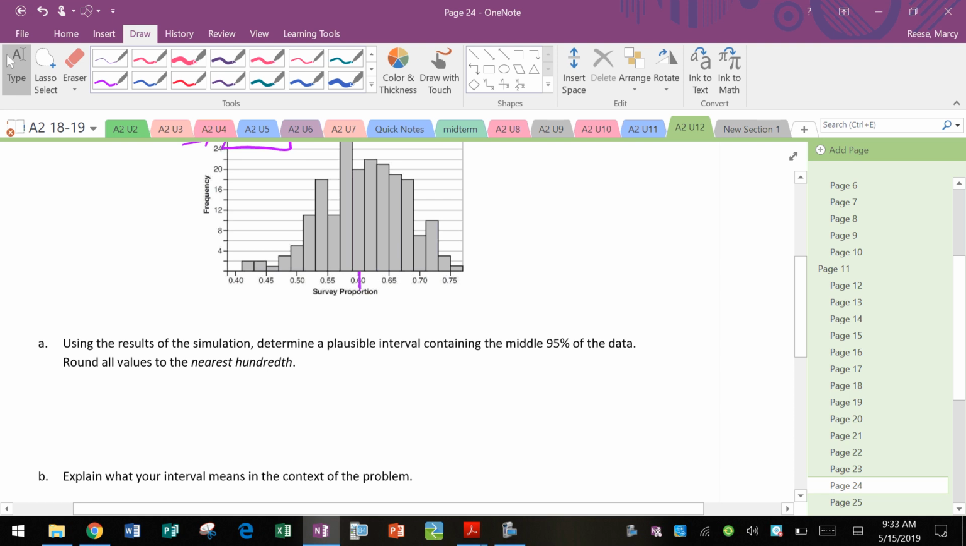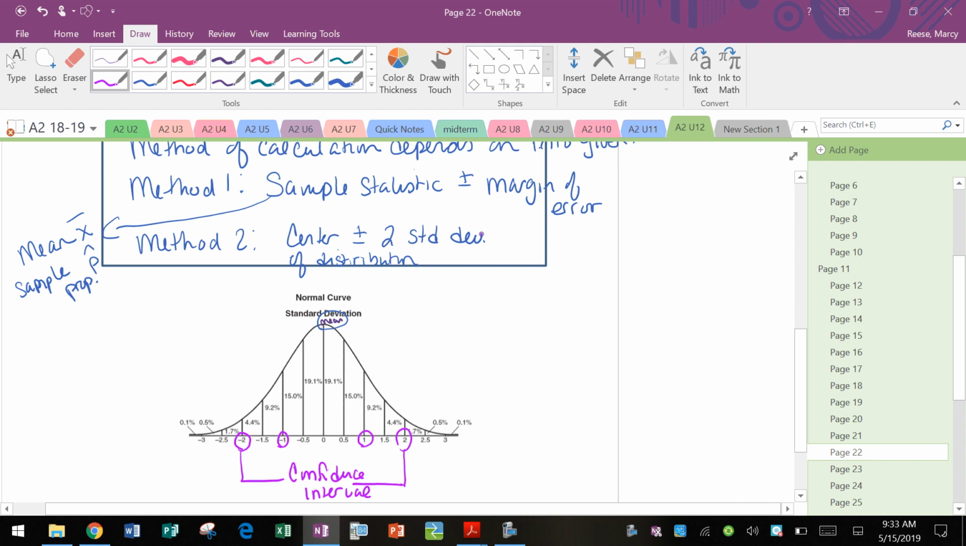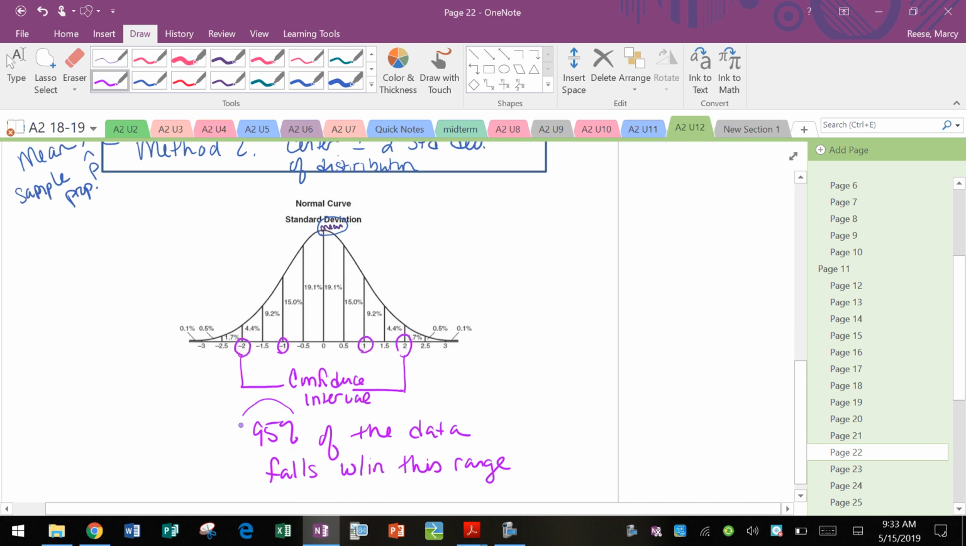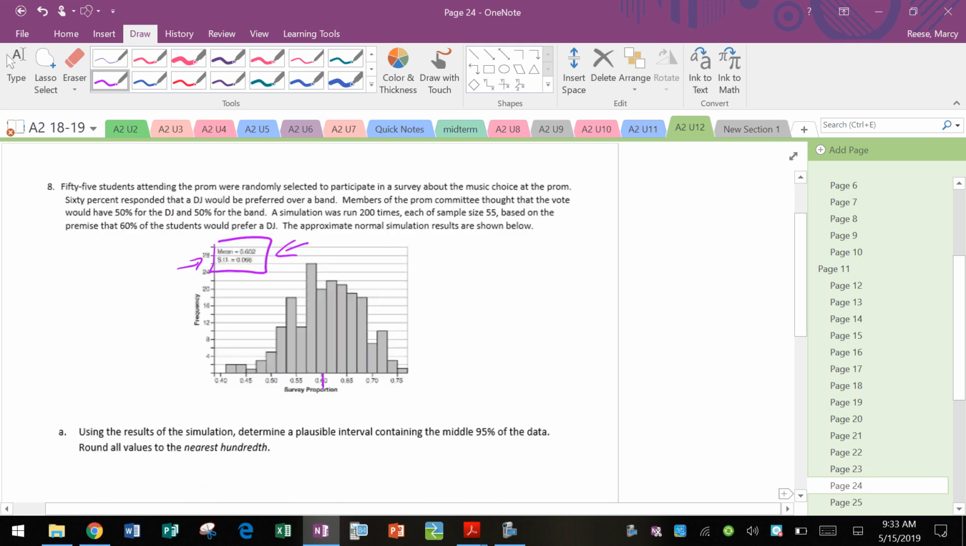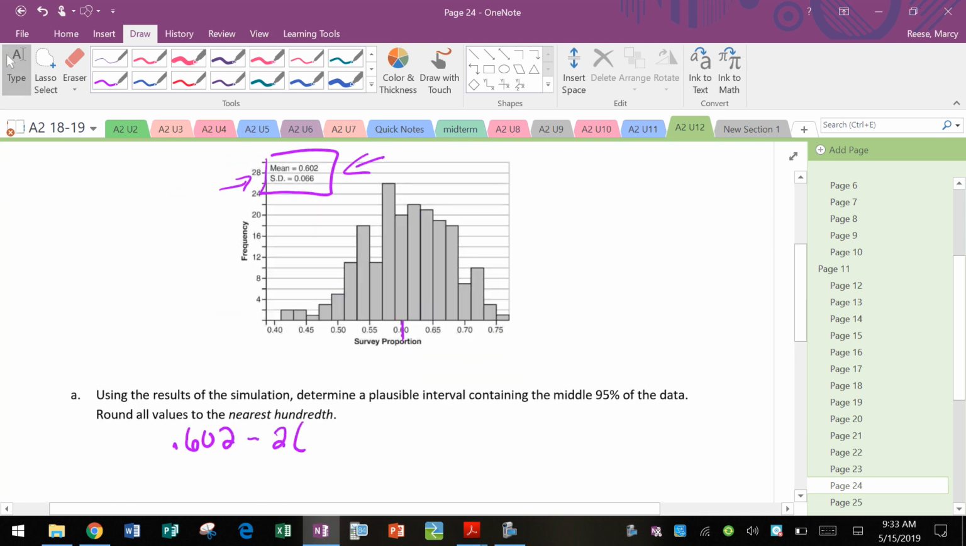So use the results from the simulation. Determine a plausible interval containing the middle 95% of the data. Okay, 95% means, remember back here, I had said to you, we're using that confidence interval of 2 standard deviations, which is, ta-da, 95%. That means they want a confidence interval. So you're going to take the mean, subtract 2 standard deviations. So I'm going to do 2 times 0.066. That's going to be my lower value for the confidence interval.